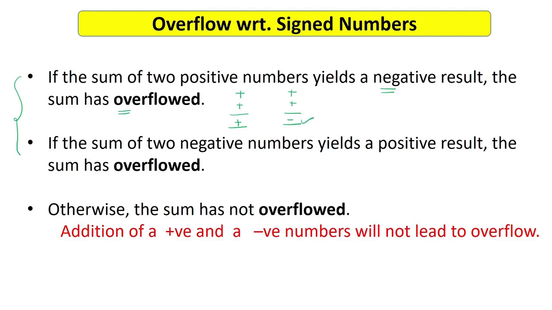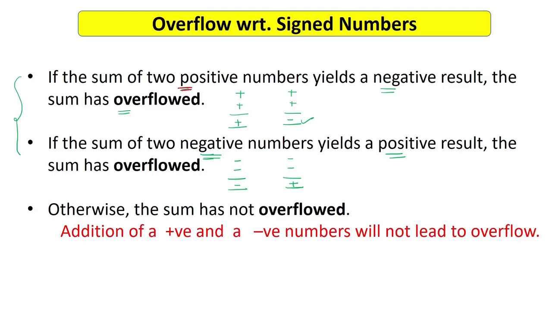So this is the first case in which we can get the overflow. In the same way, if you are adding two negative numbers, you will get a negative number only. But let's say you are adding two negative numbers and you get a positive result. Then you will say again that you have got an overflow in your result, and in that case your result will be treated as wrong. So these are the two cases in which we can get the overflow.